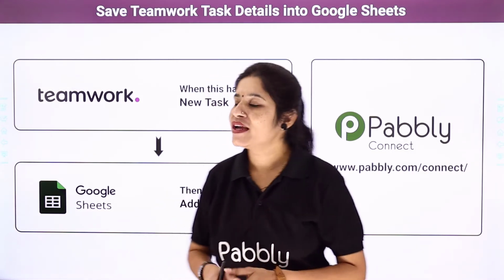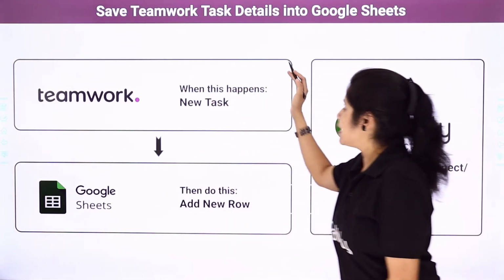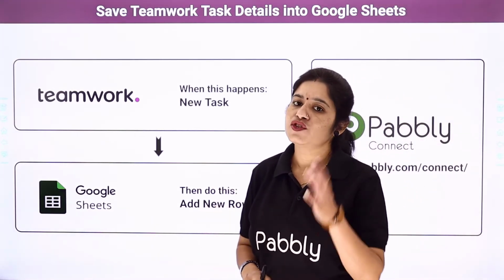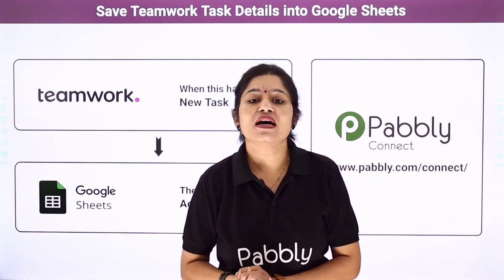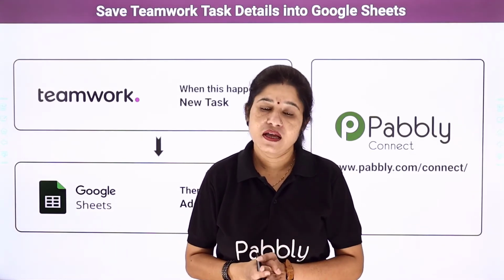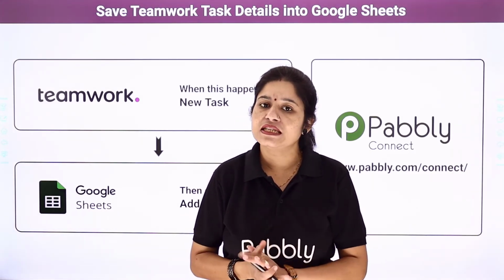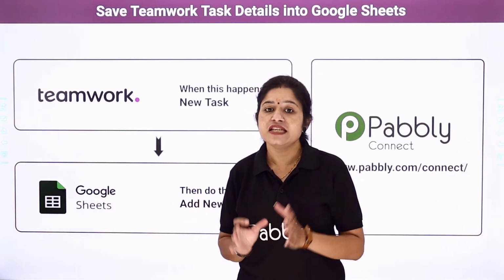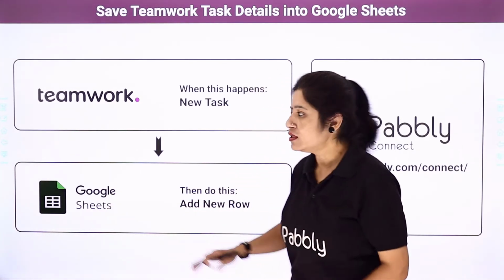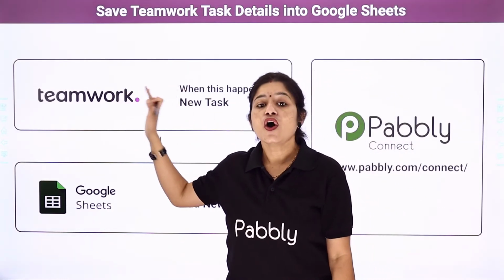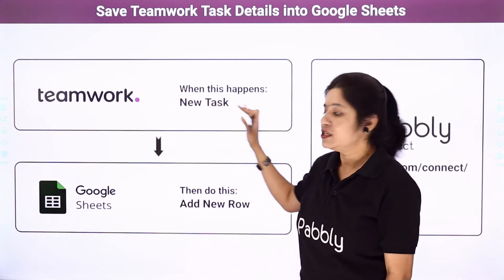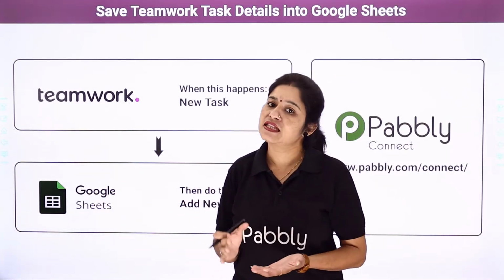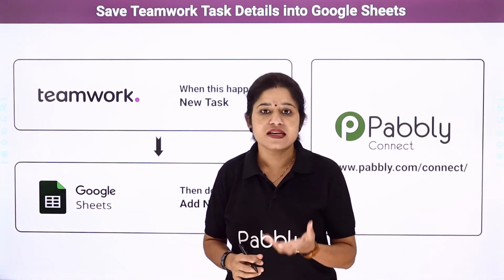In this video we are going to learn how you can save teamwork task details into Google Sheets automatically. So let's take an example that you are a manager of a company and you are assigning some tasks to your team members and you want to record those task details into a spreadsheet program, that is your Google Sheets. Now the idea here is that whenever you create a new task into your teamwork account, automatically the same task details should be added as a new record to your Google Sheets so that it can be easily accessible for you to access all the records at one place.